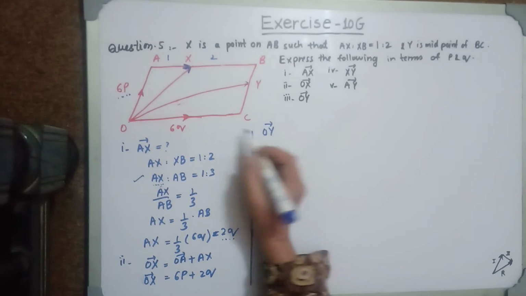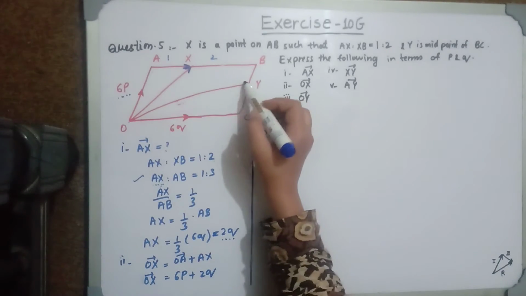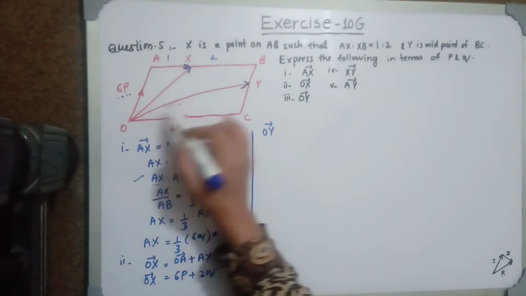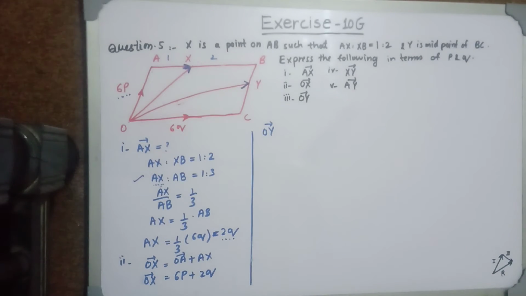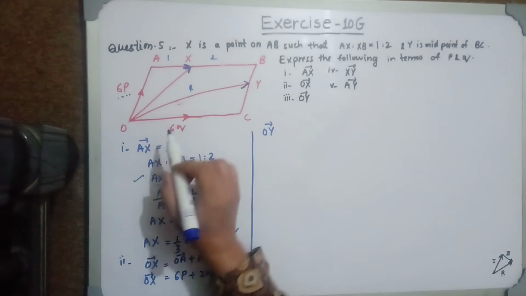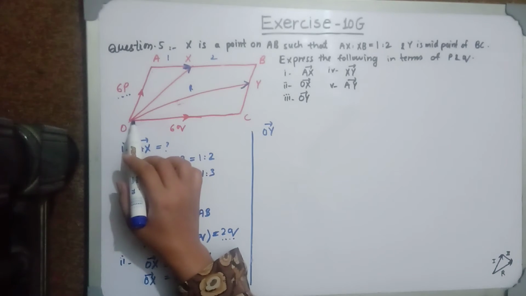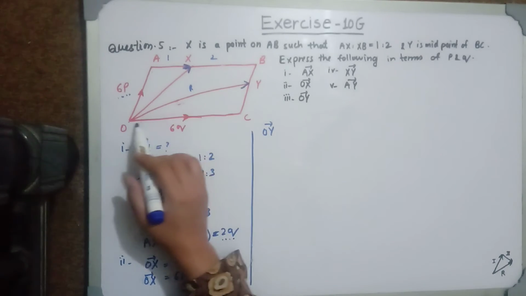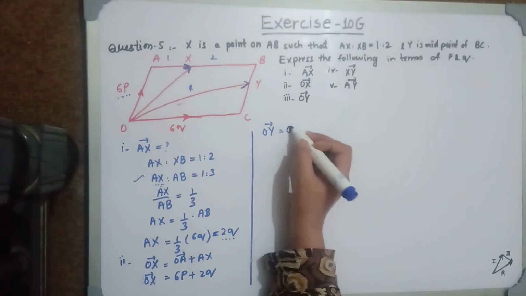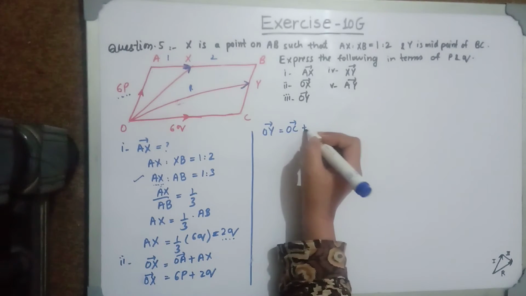OY, which is this side, this line segment, this vector, sorry, OY, and its direction will be starting from O and ending at Y. Now by head to tail rule, this is a resultant vector that we are going to find, and its tail is always joining with the tail of the first vector. So this will be equal to OC plus the second vector CY.